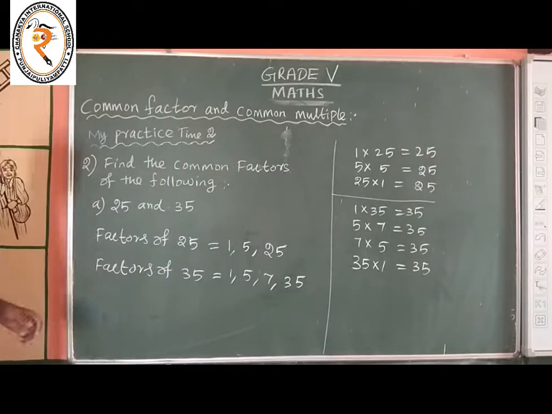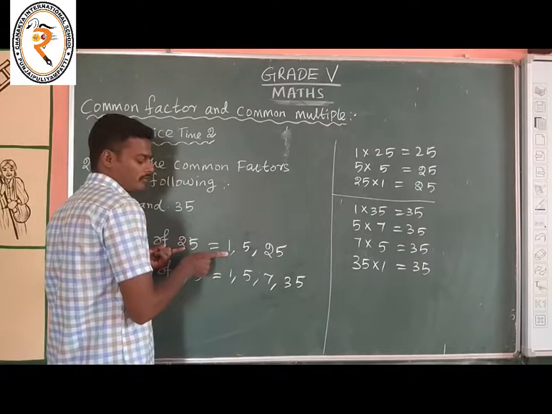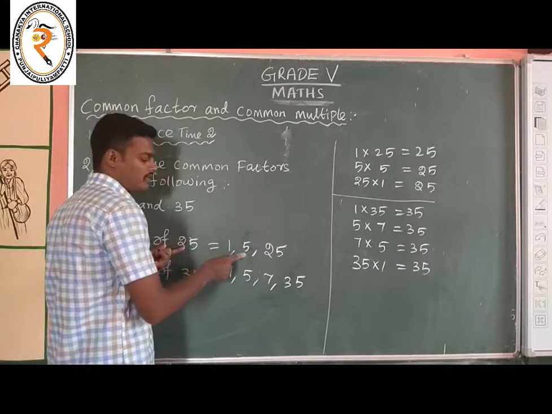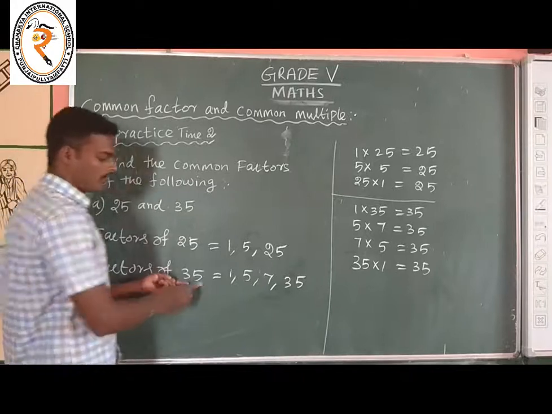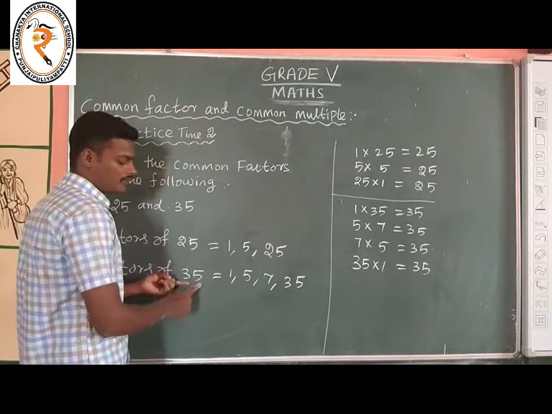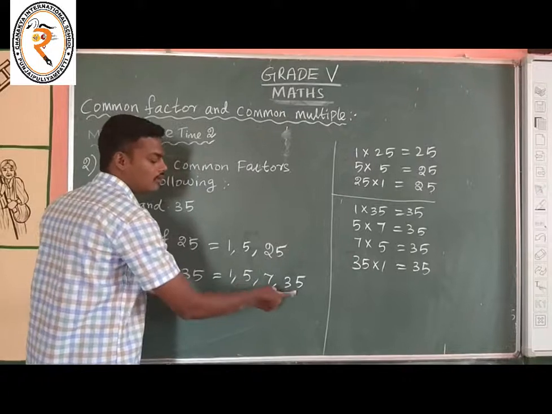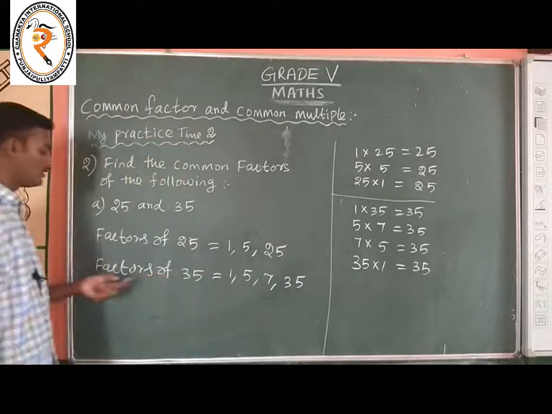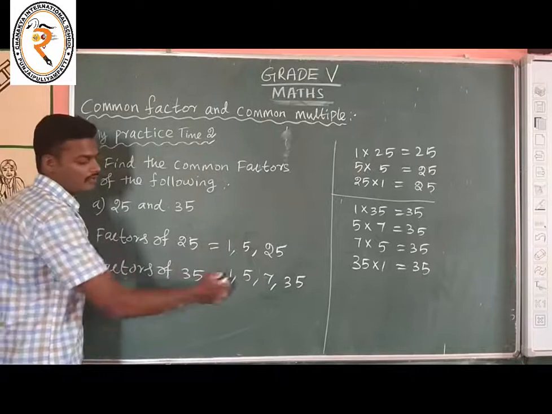So 25 comes in 3 tables: first table, 5th table and 25th table. And 35 comes in first table, 5th table, 7th table and 35th table. This is called the factors of 25 and factors of 35.